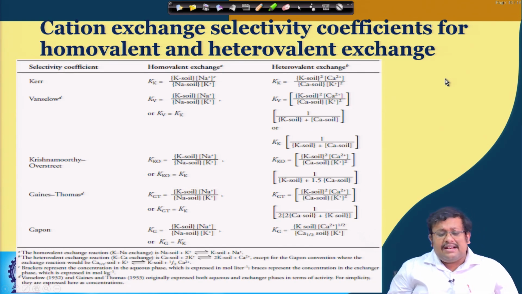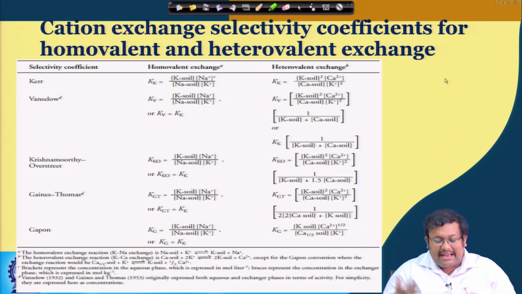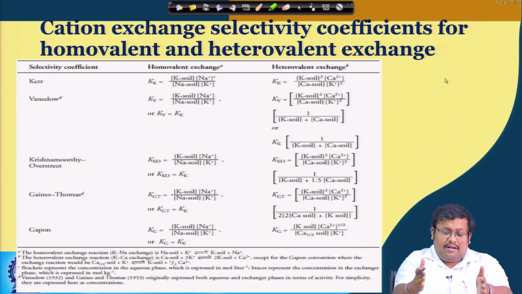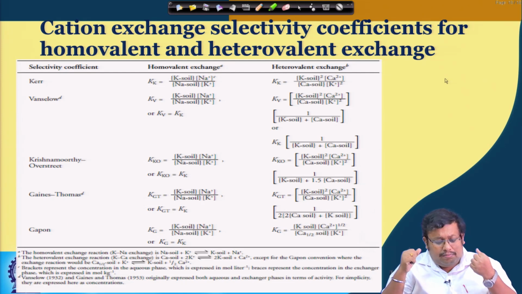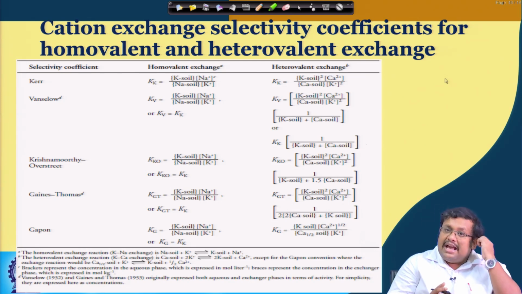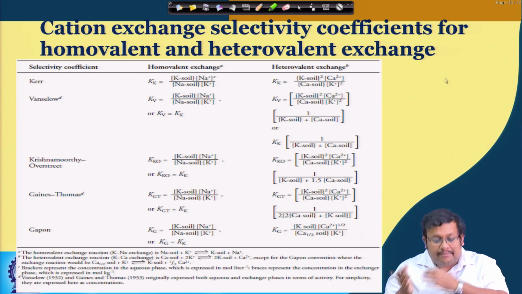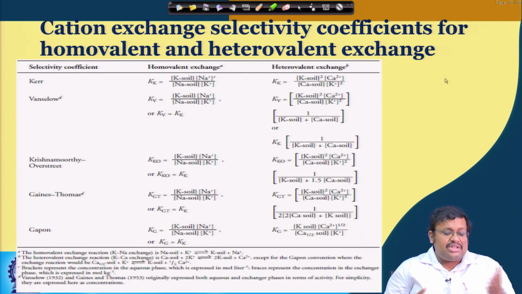So, you can see here different scientists have given different selectivity coefficients like Kerr, Vanselow, Krishnamurthy, Overstreet, Gaines, Thomas and Gapon. So, this is basically a combination of different selectivity coefficients for homovalent exchange, where in case of homovalent exchange, the example is the potassium-sodium type of exchange, and when there is a potassium-calcium type of exchange, then it is called heterovalent exchange. So, for both types of exchange, these selectivity coefficients are already given.